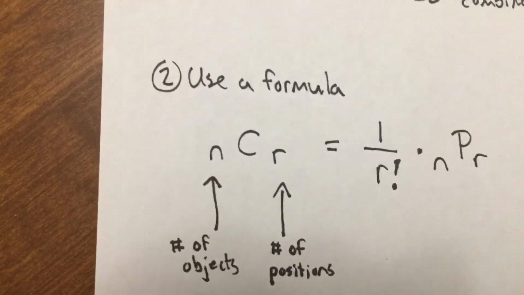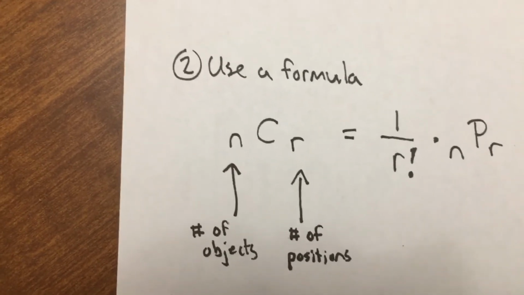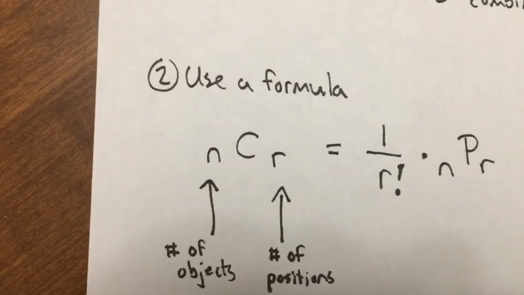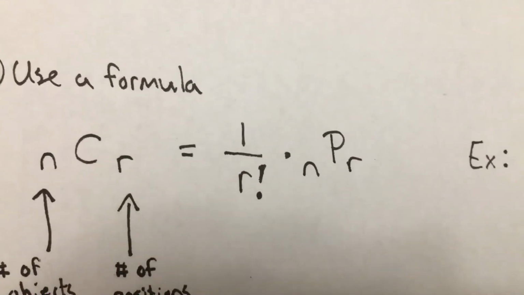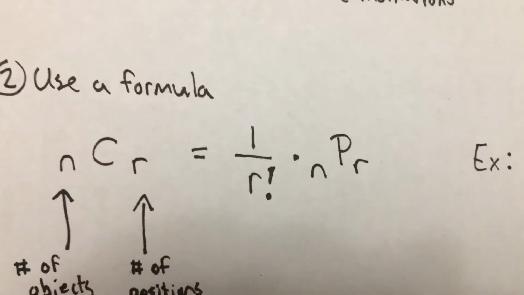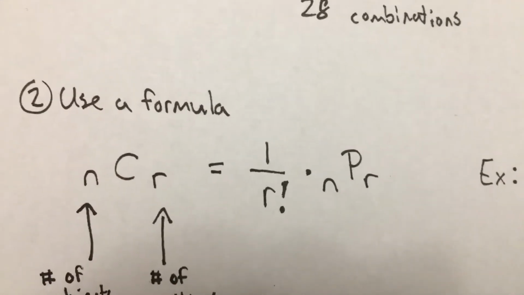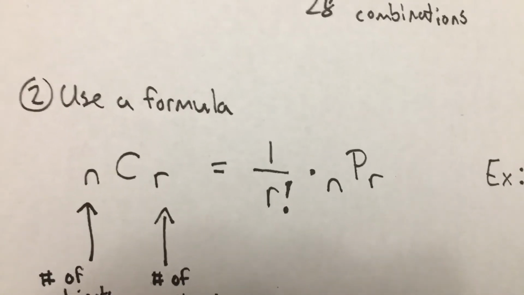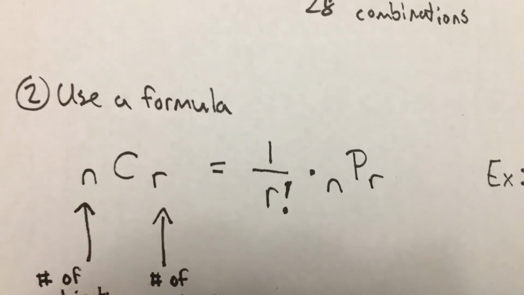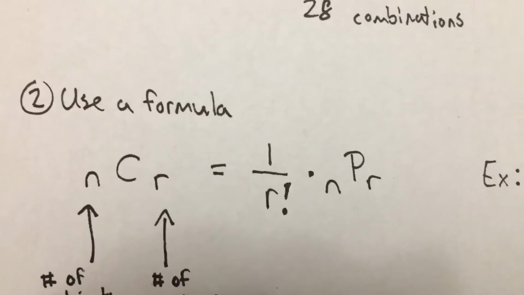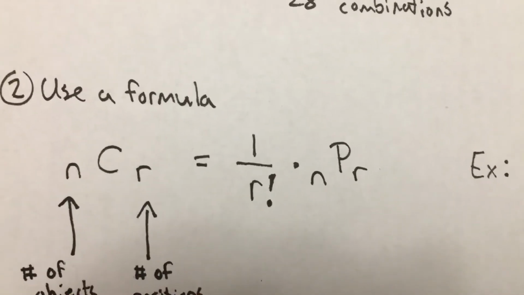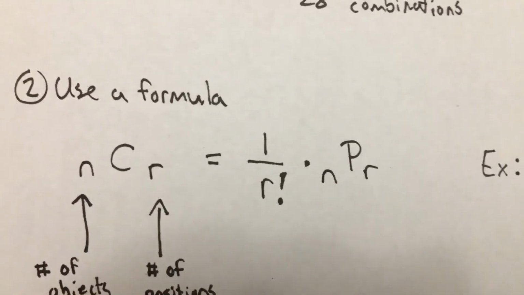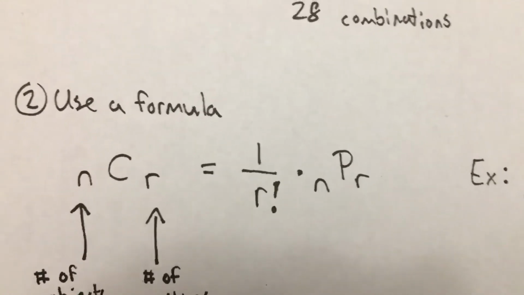So the way that we calculate combinations is by using this formula, where we would do 1 over r factorial times the permutation of n and r. If you forgot how to calculate permutations, make sure you go back to the previous lesson material and review how to do that. Now let's put that formula into practice.